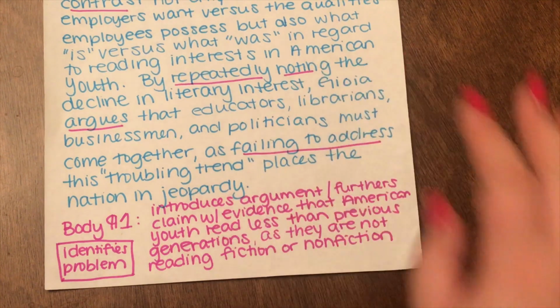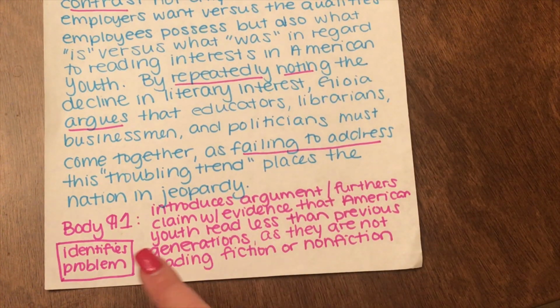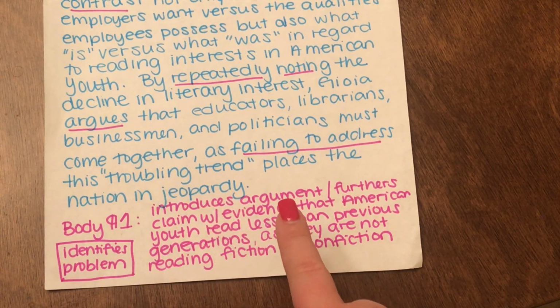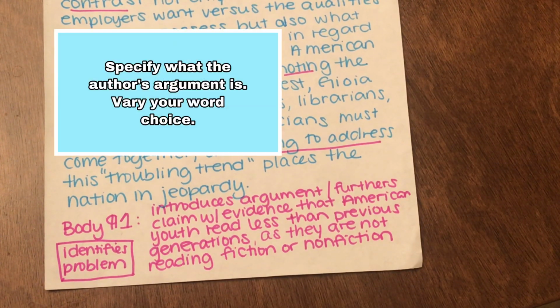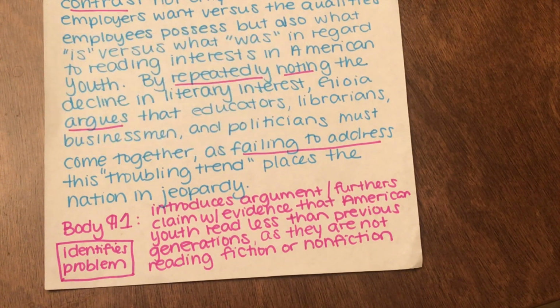Now, how would this translate to an actual essay? In body paragraph 1, the major thing that I want to talk about is that the author identifies the problem. So he introduces his argument. You need to tell them what the argument is. Even if they tell you in the passage or the prompt, you need to reword it in your own words. And I tell my students, every time you say builds his argument, furthers his argument, you always have to say that what. Always tell me what the argument is, even if you've already told me, because it shows that you're adept at knowing the passage.